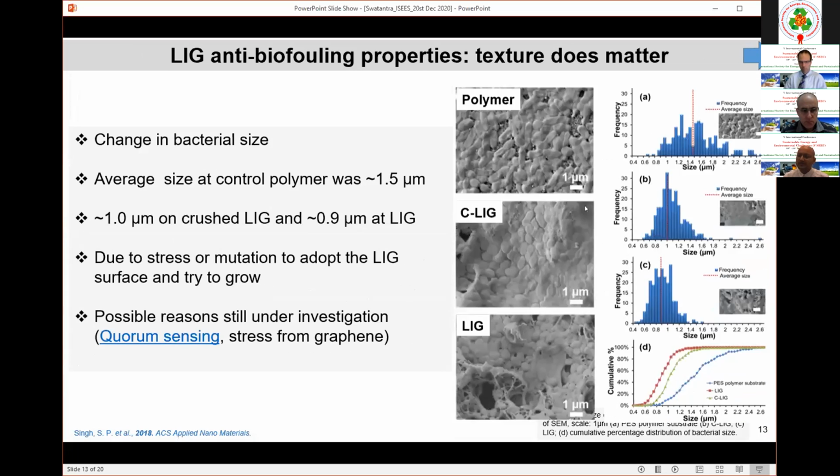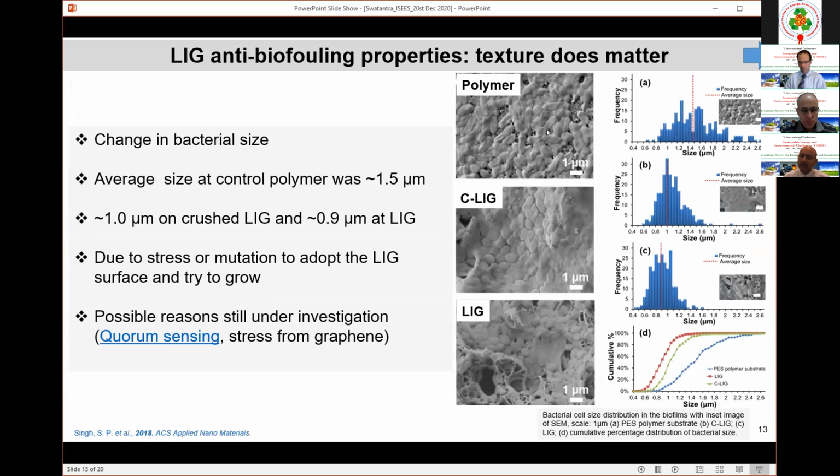One interesting phenomenon we have seen, when we look at the average size of the bacteria on different surfaces: on normal PE polymer surfaces, the size was around 1.5 micrometer, whereas on crust LIG it was 0.9 micrometer, and on normal LIG it was 1.